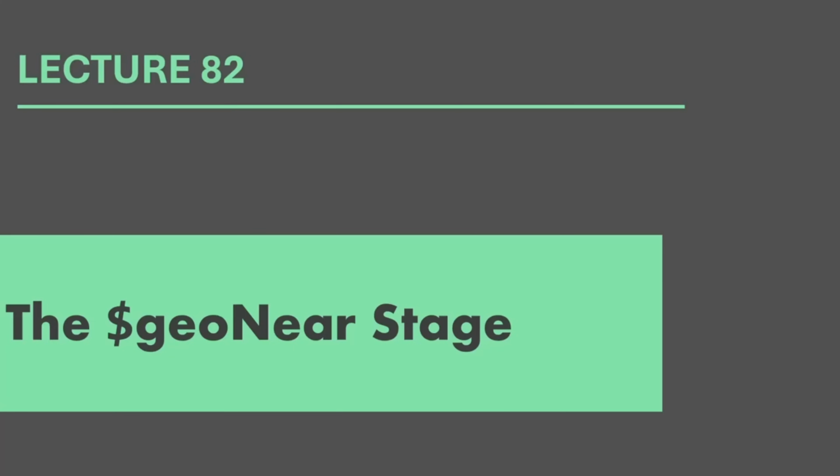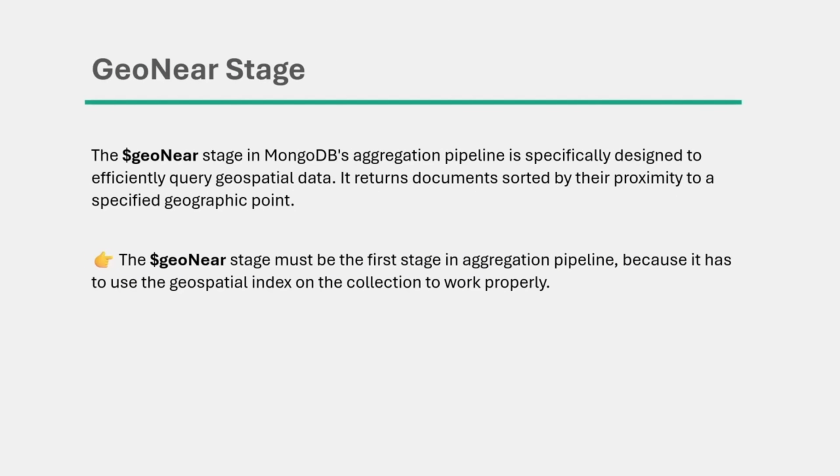Now let's say we want to find all the nearby places for a given location using aggregation framework. How can we do that? For that, we have another stage in aggregation framework called geoNear. So the geoNear stage in MongoDB's aggregation pipeline is specifically designed to efficiently query geospatial data, and it returns documents sorted by their proximity to a specified geographic point. And we will understand this in a bit. But the important point to note here is that the geoNear stage must be the first stage in aggregation pipeline because it has to use the geospatial index on the collection to work properly.